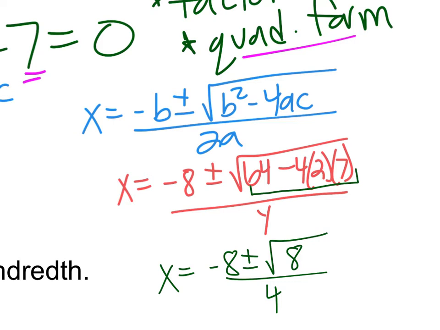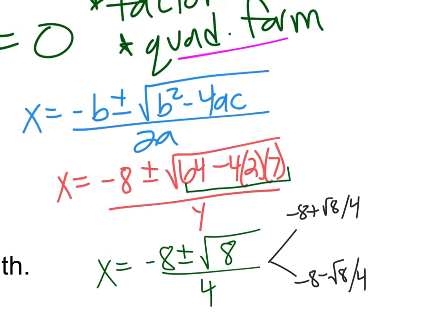So at this point, we're going to type this in our calculator. We're going to type in negative 8 plus the square root of 8 divided by 4. And we're going to type in negative 8 minus the square root of 8 divided by 4 and get two decimal values. So if you do the first, your decimal value would be negative 1.29.